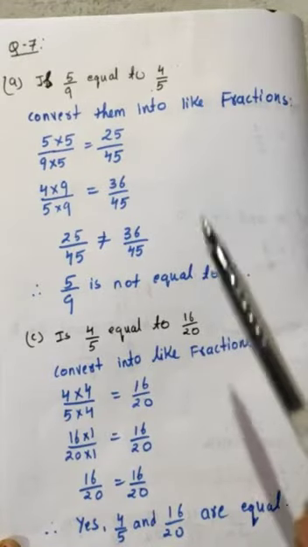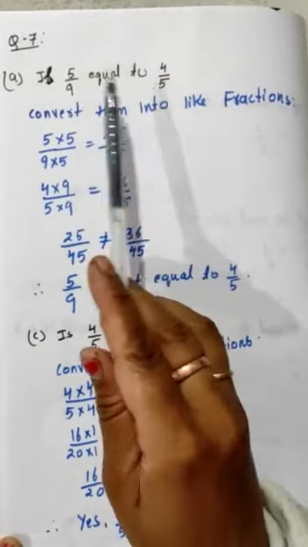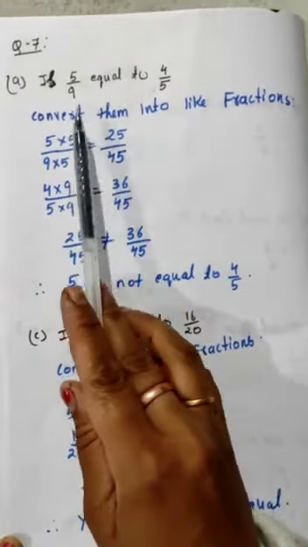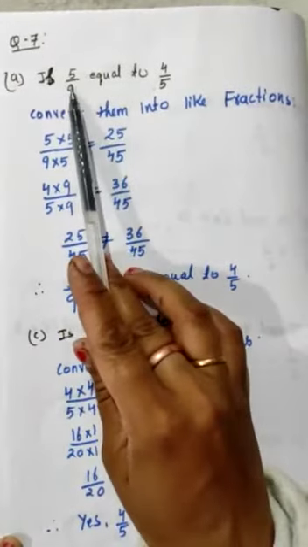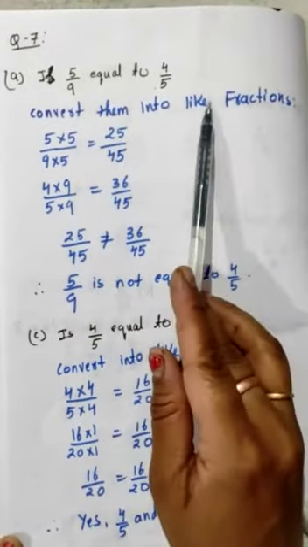So you can see here the question is 5 by 9 equal to 4 upon 5? This is question number 7. First part I am explaining to you. So first thing you have to convert them into like fractions. This is just the comparison. Okay, so same way you have to convert them into like fractions.